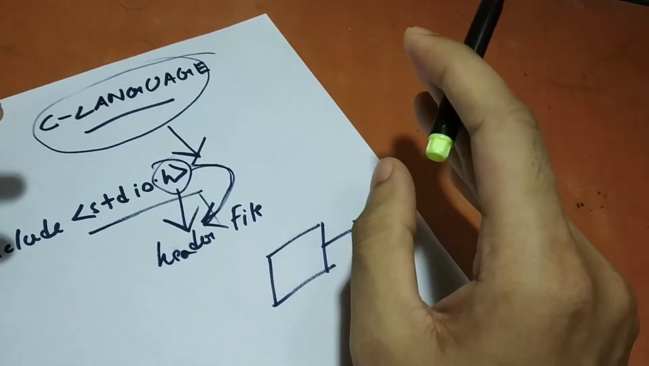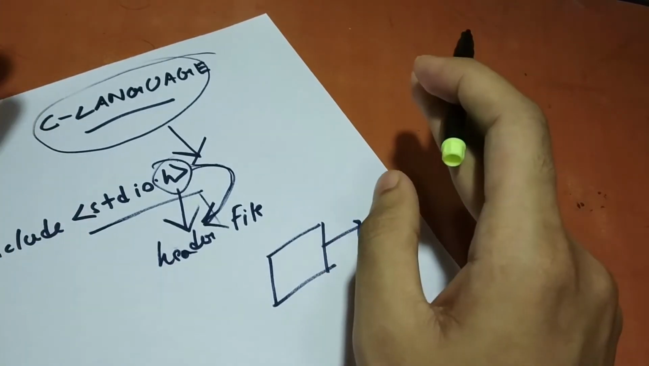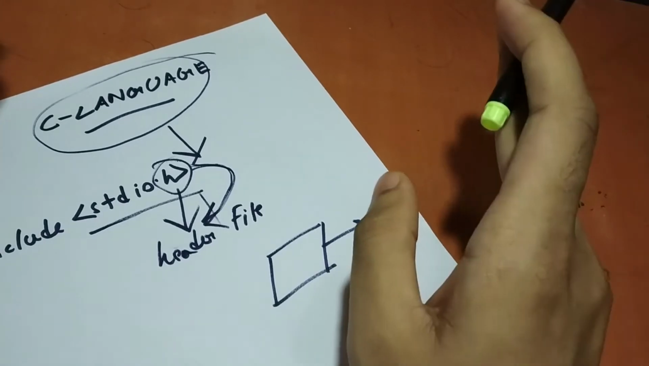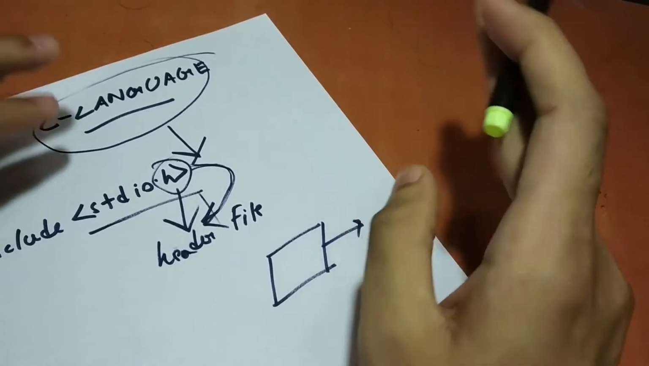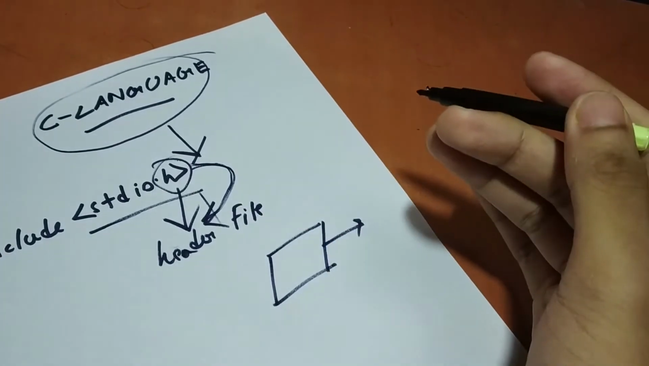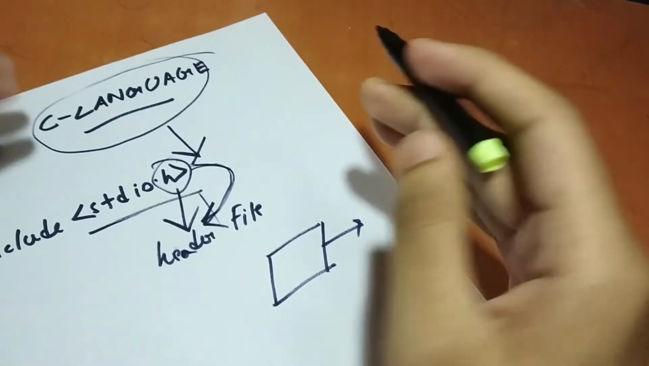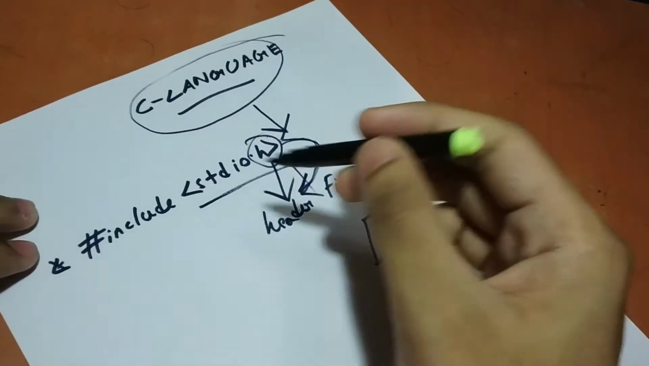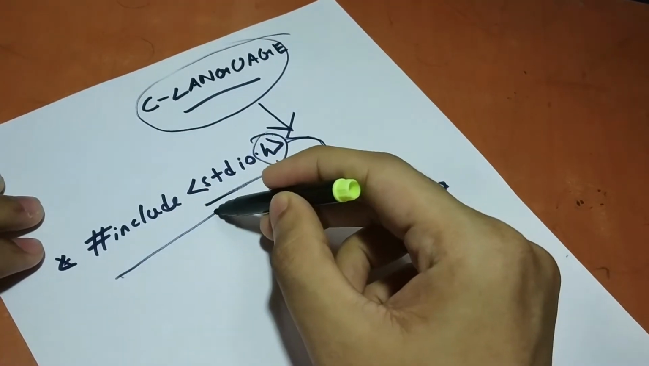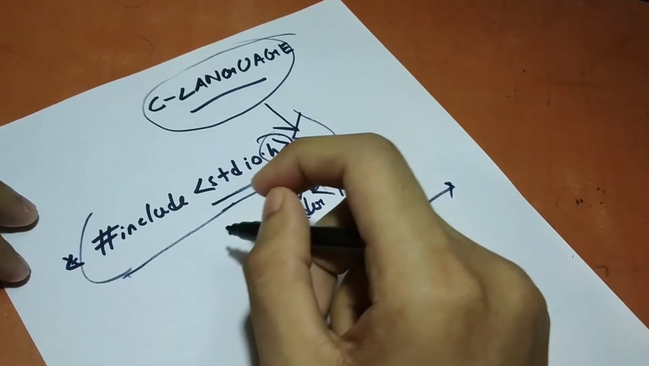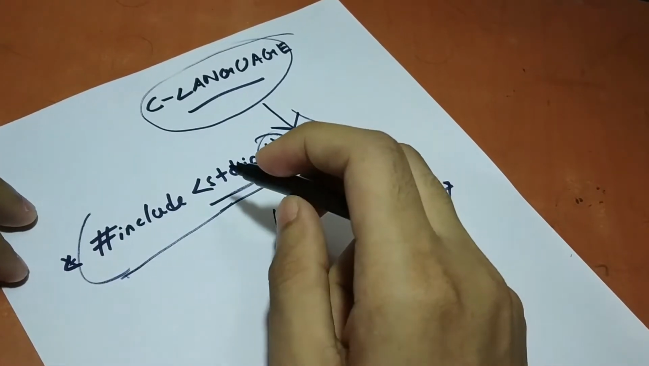Those are actually codes, but we call them functions because each is doing the kind of function it is made for. So every C code always starts with this expression, which we call including a header file inside the code.